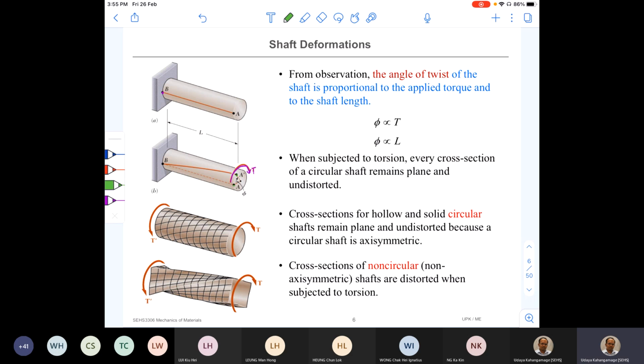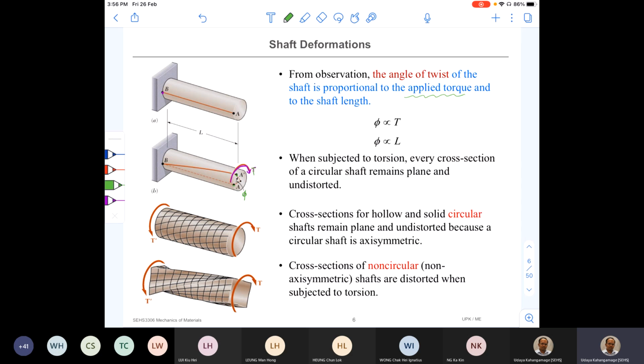And also it creates this angle of twist phi. This angle of twist phi is going to be proportional to the size of the torque that I have applied. If the torque is smaller, the angle phi is small. But if the torque is high, angle phi is higher, right? So they are directly proportional. So that is what we can observe first. The angle of twist is proportional to the applied torque, number one.